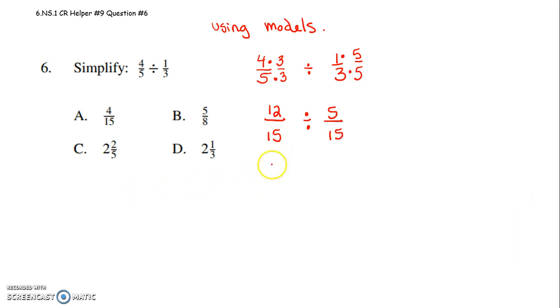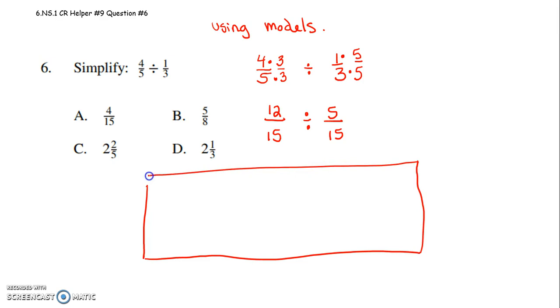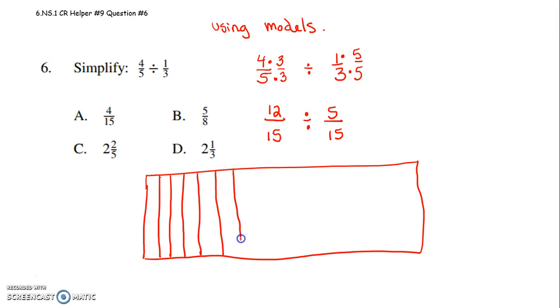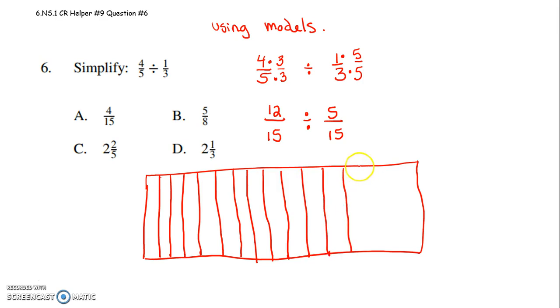All right. Then she decides to draw 12 15ths. So she makes a model. It would be out of 15, but she only cares about 12 of them. So she says 1, 2, 3, 4, 5, 6, 7, 8, 9, 10, 11, 12. And then she does have 13, 14, 15, but she only cares up to 12.